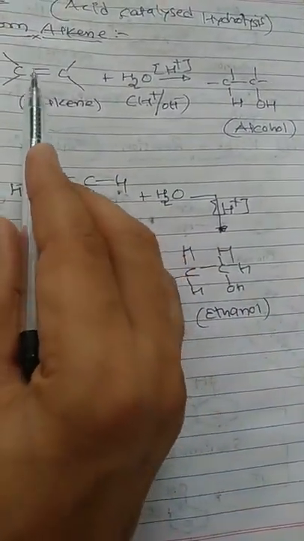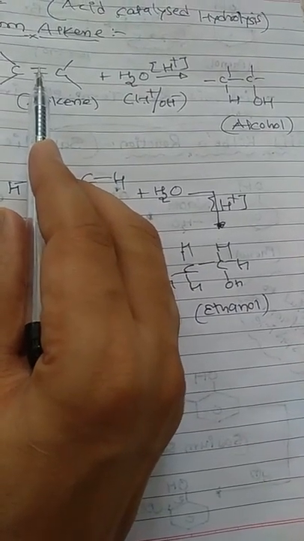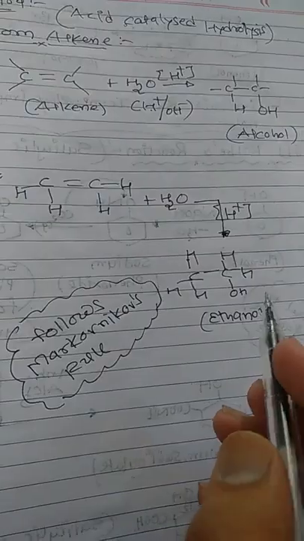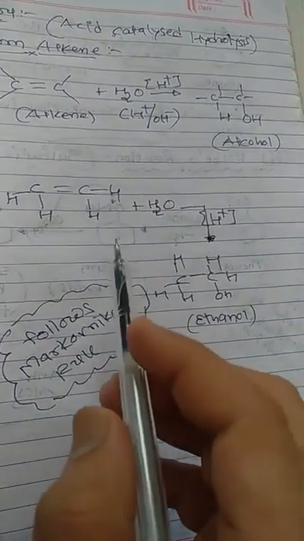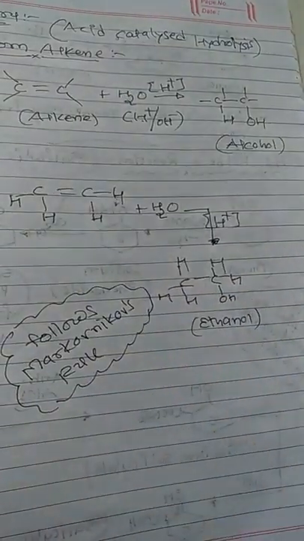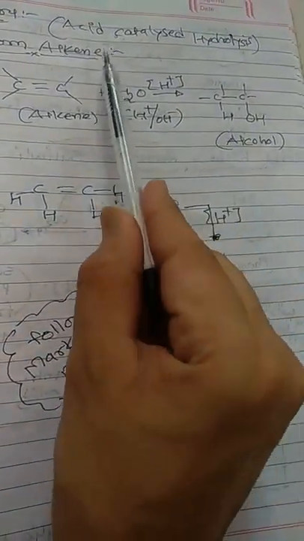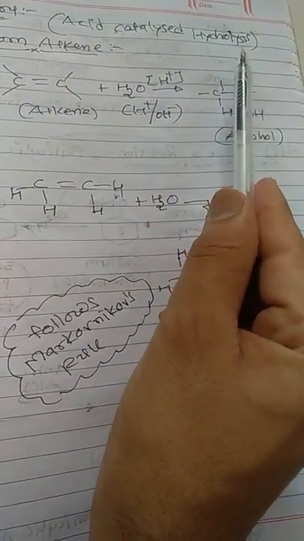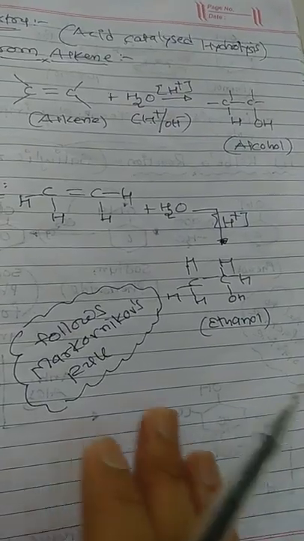You may ask which bond should be cleaved. We have a double bond in which one bond is sigma and the other is pi. The pi bond is always weaker in nature, so that is why it is cleaved. So these are the example and synthetic route for the formation of ethanol. But make sure that when the words acid catalyzed hydrolysis are given, you have to remember it follows only Markovnikov's rule.